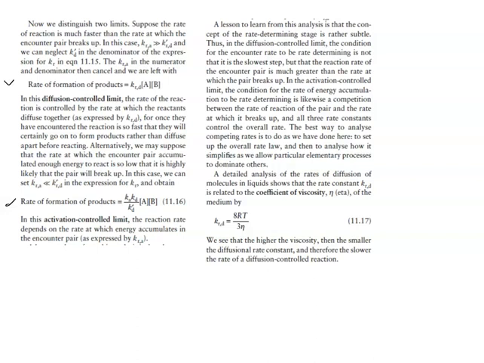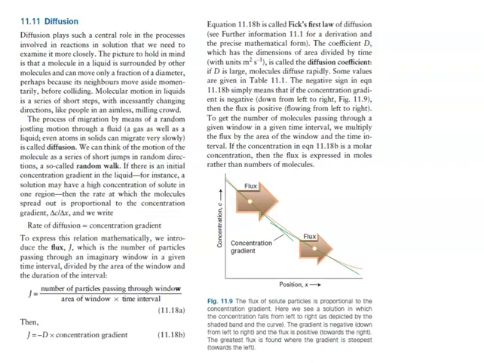A detailed analysis of the rates of diffusion of molecules in liquids shows that the rate constant, k_Rd, is related to the coefficient of viscosity, eta, of the medium by the following, where we have 8RT divided by 3 eta, which is our coefficient of viscosity. We see that the higher the viscosity, the smaller the diffusional rate limit constant, and therefore the slower the rate of diffusion-controlled reaction. So this is a good way to transition into the discussion around diffusion.